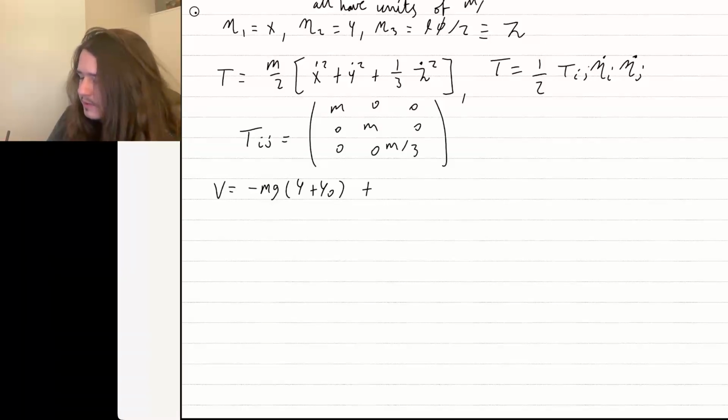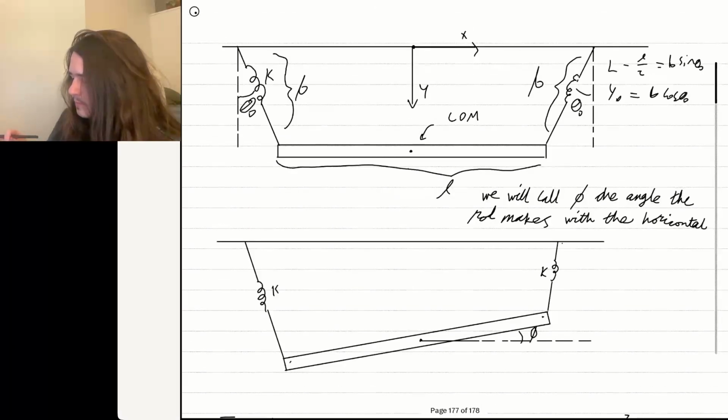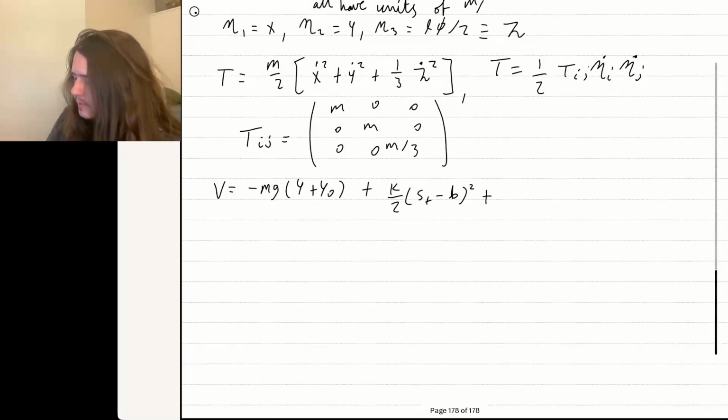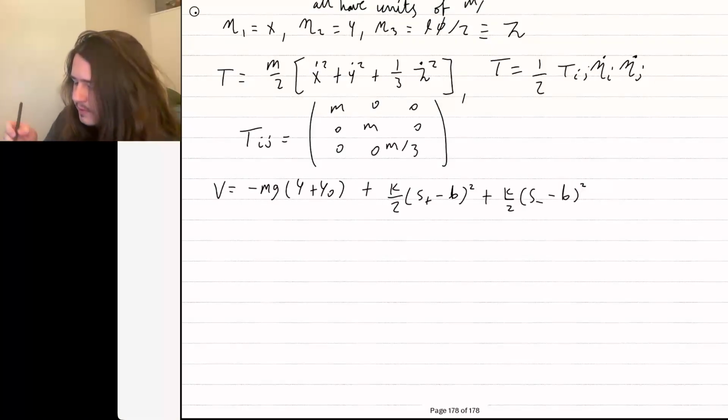Plus, and then this is k over 2 times the first spring, the spring on the right, which I'm going to call S plus, minus the equilibrium length B, squared. So that's the potential from the first spring. Plus k over 2 times S minus, the spring on the left, minus B, squared, where S minus is the length of the spring on the left at a given time. So we have to figure out what those S plus and S minus are.